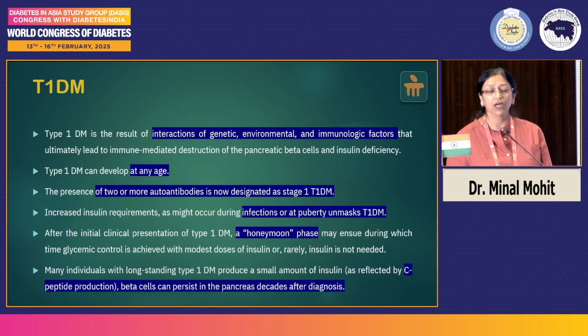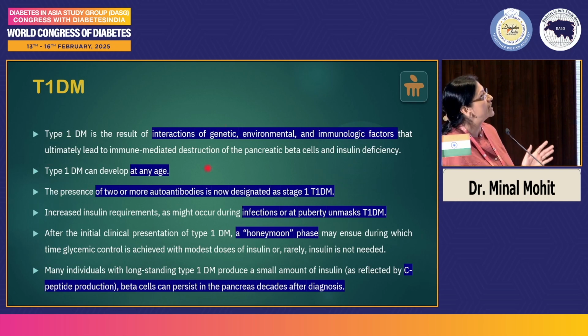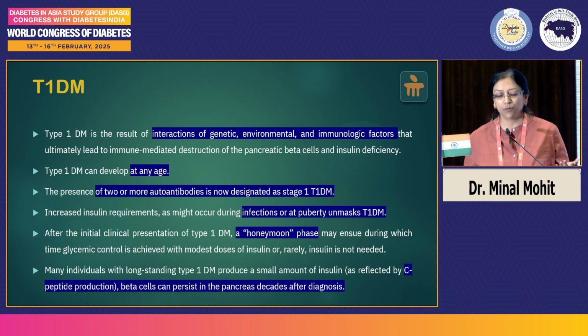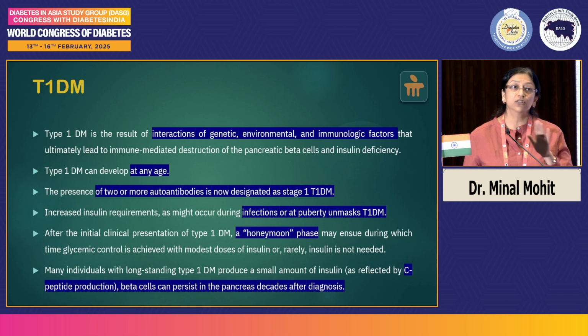So now coming to the type 1 diabetes, that is the pathophysiology of type 1 we talk of. Now type 1 diabetes is a complex interplay of genetics, environmental and immunological factors. It can develop at any age. Whenever you diagnose more than one antibody already in the system, that is not overt type 1, that is just stage 1 of type 1 diabetes. At that point of time, there may not be hyperglycemia.